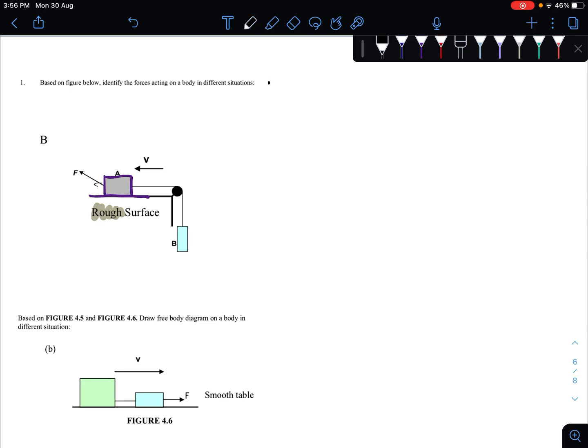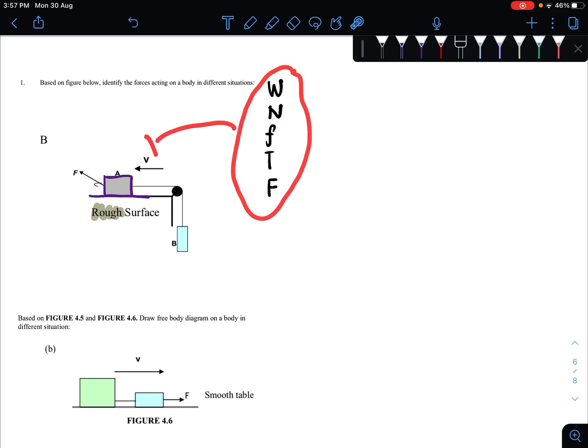Alright, so to identify forces, we have learned 5 types of forces. Weight, which must have gravity and also mass in order to experience that. Normal force, must have surface. And then we have frictional force, must have rough surface. And then we have tension, must be attached to string or rope or in the same category. And then finally is the external force. So we have learned these 5 forces. So we're going to identify on object 1, do we have any of these forces?